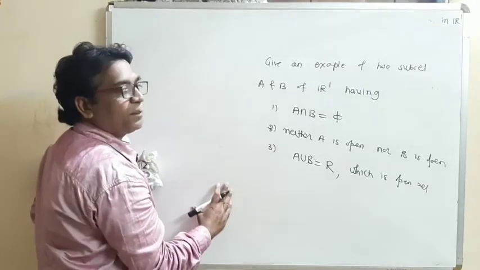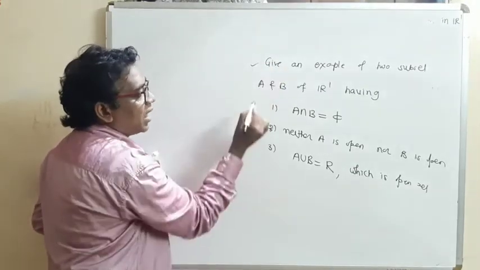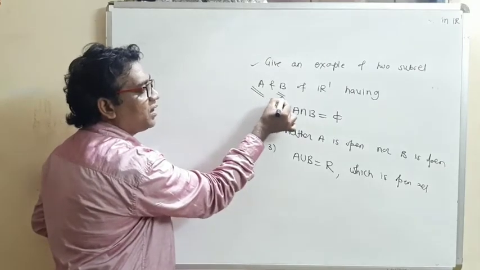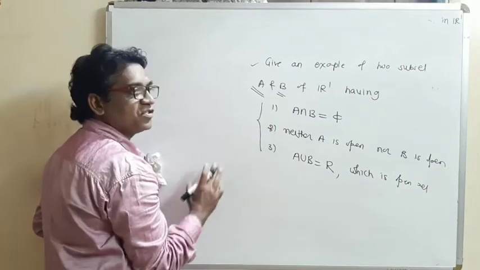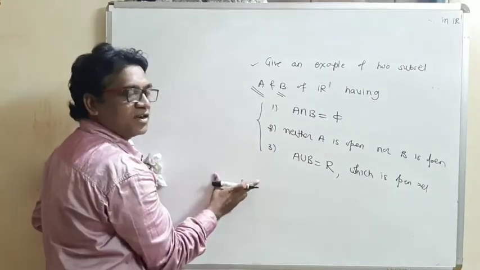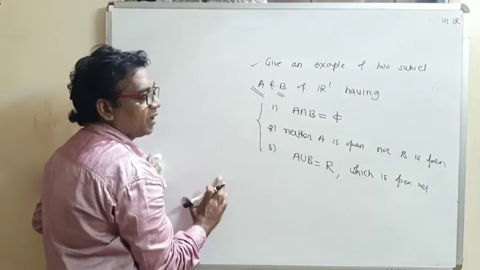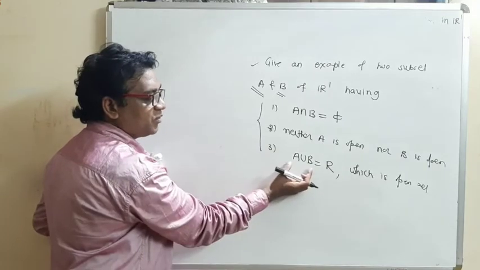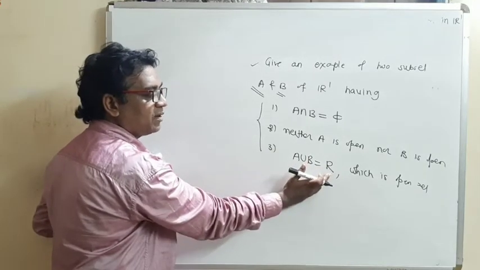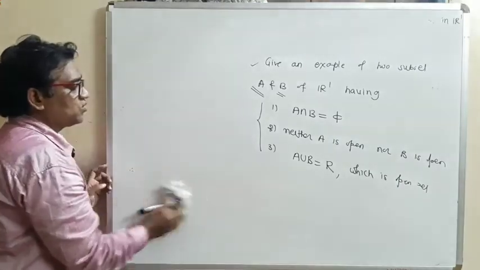See, this is our next example. We have to give an example having two subsets A and B in a real line satisfying these three conditions. What is the first condition? Intersection is empty. Neither A is open nor B is open. And what is their union? The union should be the real line, which is again an open set. Now see, what is the solution?